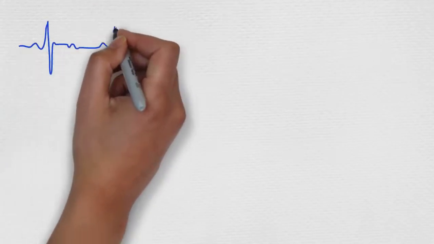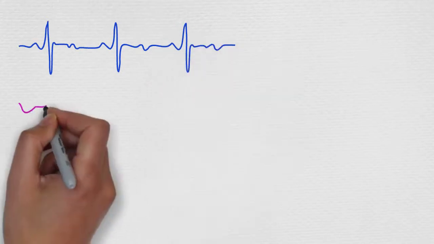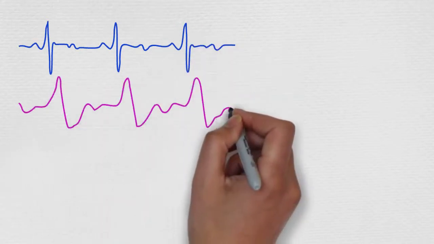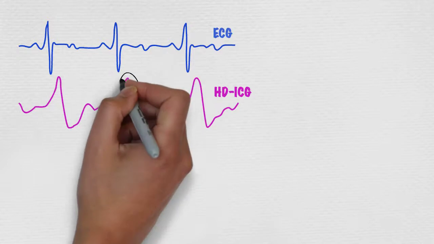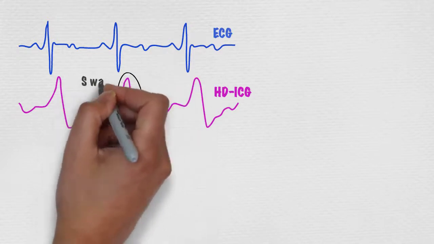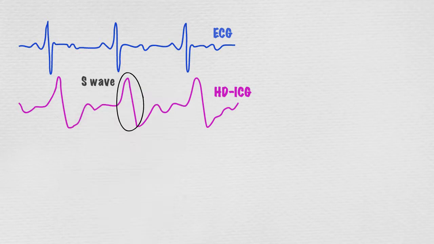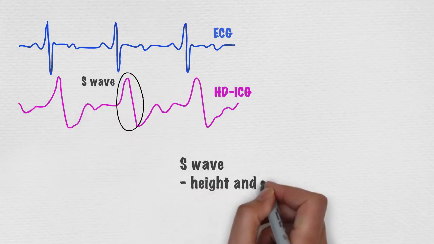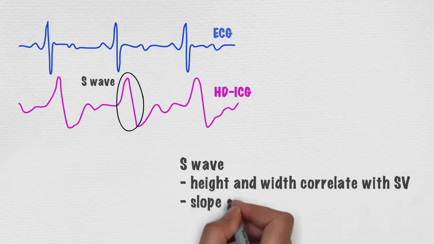This is an example of the HD-ICG signal and its relation to ECG. The major feature is the S wave, which corresponds with systole. The height and the width of the S wave correlate with stroke volume, and the slope correlates with contractility.